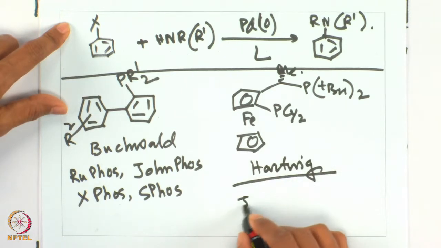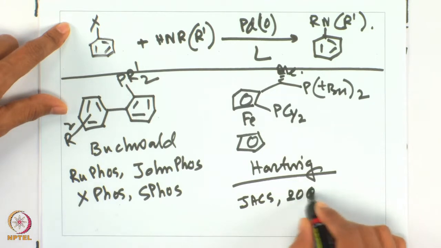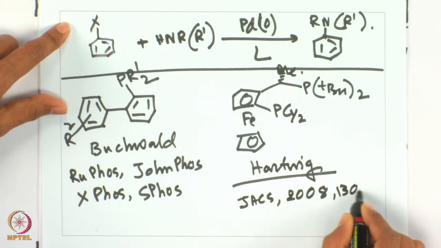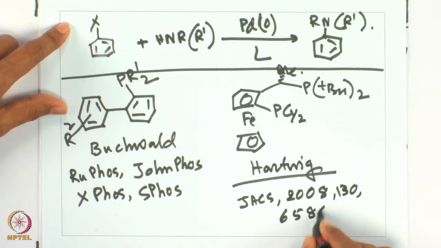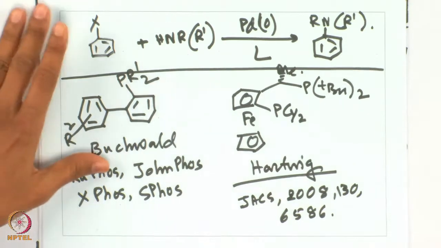A reference one must write down: JACS, for example, 2008, 130, 6586. All right, that is fine. So, these are the ligands that are used for these processes. There are plenty of other ligands that are also involved, we will discuss soon. What we have seen is a biaryl phosphine ligand that is good for these purposes. We have also seen this ferrocene based ligand which is involved during the catalytic cycle.